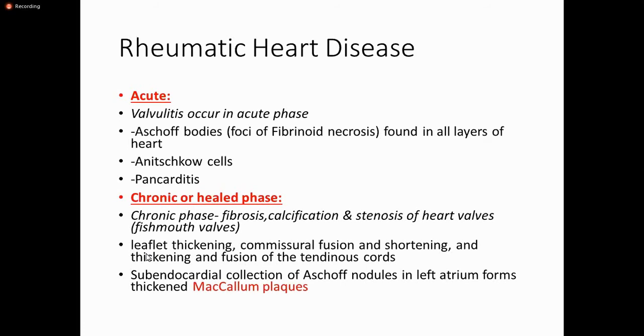In the chronic or healed phase, there is fibrosis, calcification, and stenosis of the heart valve, the fish mouth valve, and sometimes leaflet thickening, commissure fusion, and shortening, thickening, and fusion of the chordae tendineae. So the movement of the valve is completely lost, and there is a subendocardial collection of Aschoff nodules in the left atrium forming the thickening called the MacCallum plaque.